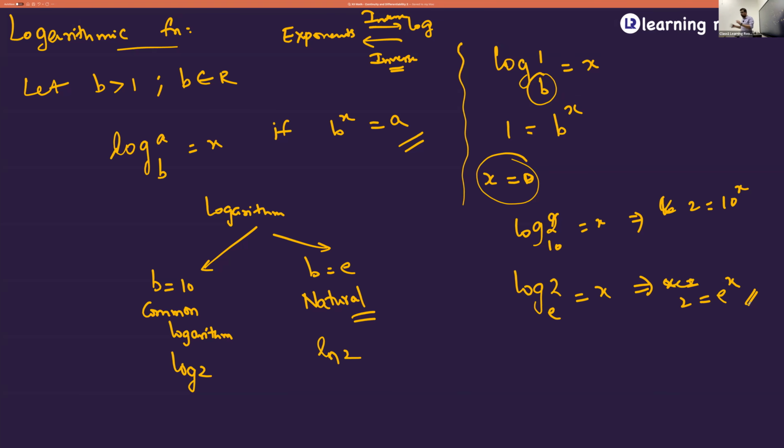If there is anyone having doubt while writing, please let me know. Is there doubt? You're clear? Sir, what did you say about ln 2? ln 2 means log 2 base e. Okay sir, I'll write it and show. ln 2 means log of 2 base e.